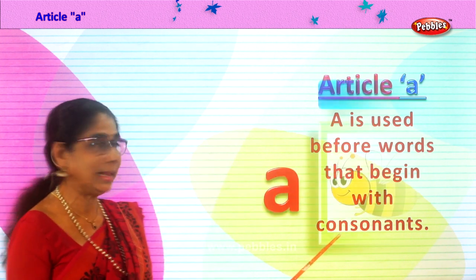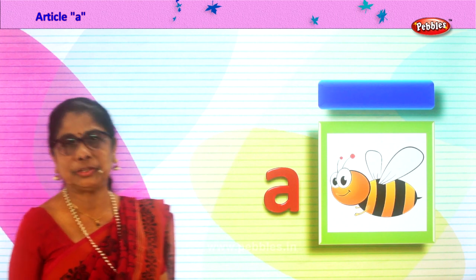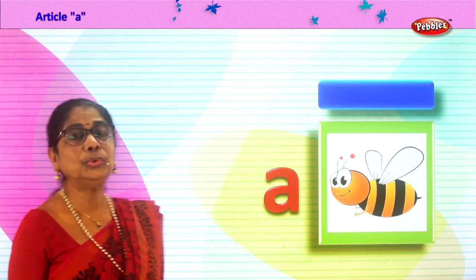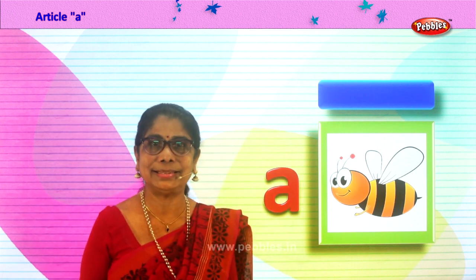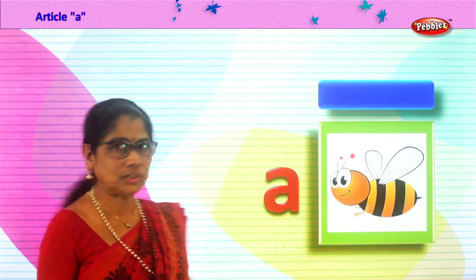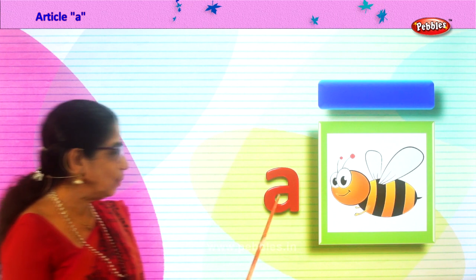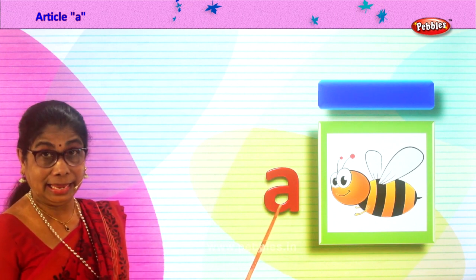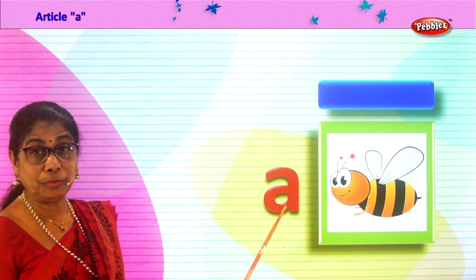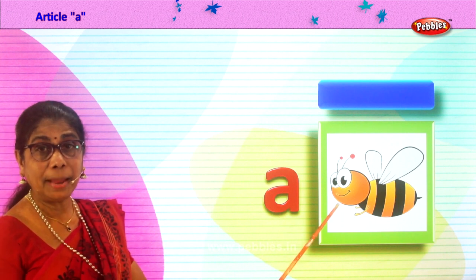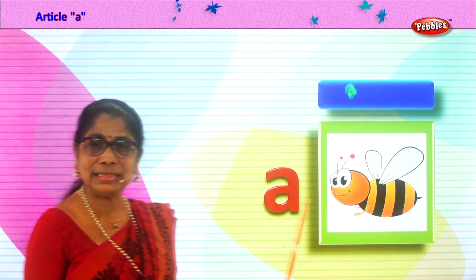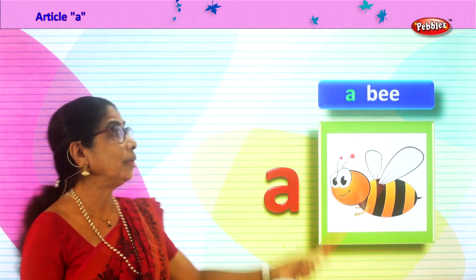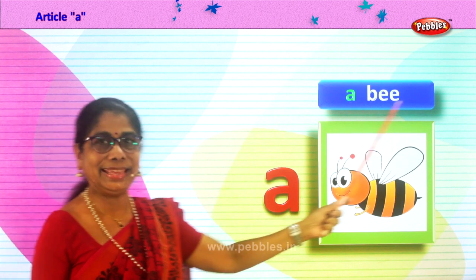Let's go on to look at the first picture. Use of article A in front of consonants. Yes. Look at this. What do you see? What picture is this? Beautiful. B. Yes. What is this? Article A. Article A is used before consonant. Spell B. B, E, E, B. A, B. Read this. A, B. So we write down A, B.